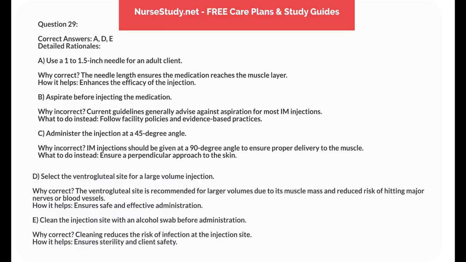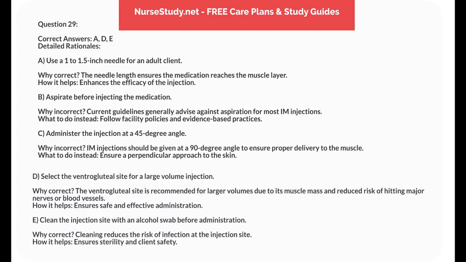Correct answers: A, D, E. Detailed rationales. A. Use a 1 to 1.5 inch needle for an adult client. Why correct? The needle length ensures the medication reaches the muscle layer. How it helps: enhances the efficacy of the injection. B. Aspirate before injecting the medication. Why incorrect? Current guidelines generally advise against aspiration for most IM injections. What to do instead: follow facility policies and evidence-based practices.